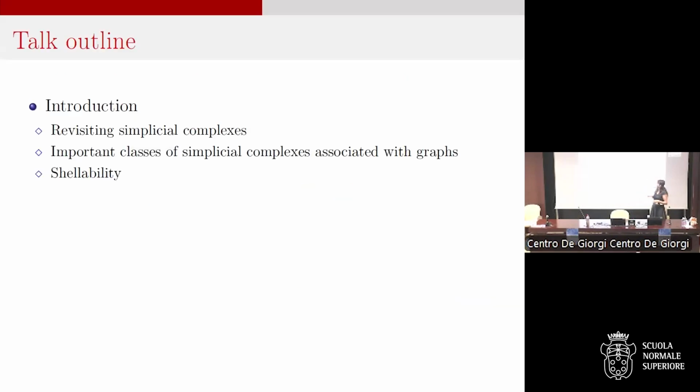Okay, so this is an outline of the talk. At first, I'm going to revisit simplicial complexes a bit, because maybe there are some students who are not so familiar with the combinatorial approach. Then I'm going to talk a little bit about history and some important classes of simplicial complexes. And then I'm going to briefly mention reachability, because it's very important here.